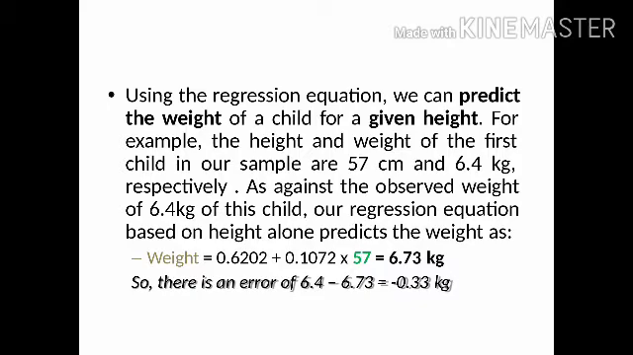So within the observed data you can see the child's actual weight is 6.4 kg. Here the predicted weight is 6.73 kg. So there is an error. The error is the observed value minus the predicted value, giving 0.33 kg. That difference is considered as the error term.